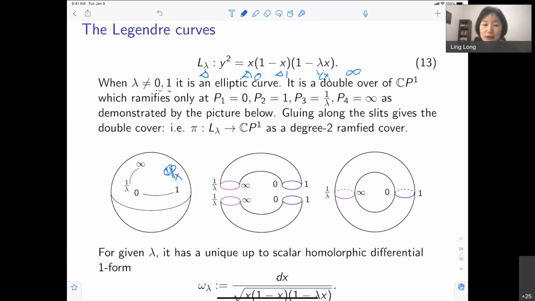If I perform the cut, I will get one of the two up here. The cut will split into a loop 0, 1, and similarly, the red one will cut into 1 over lambda and infinity. We use 2 copies of that, so we group them together. So you see that we get a torus.